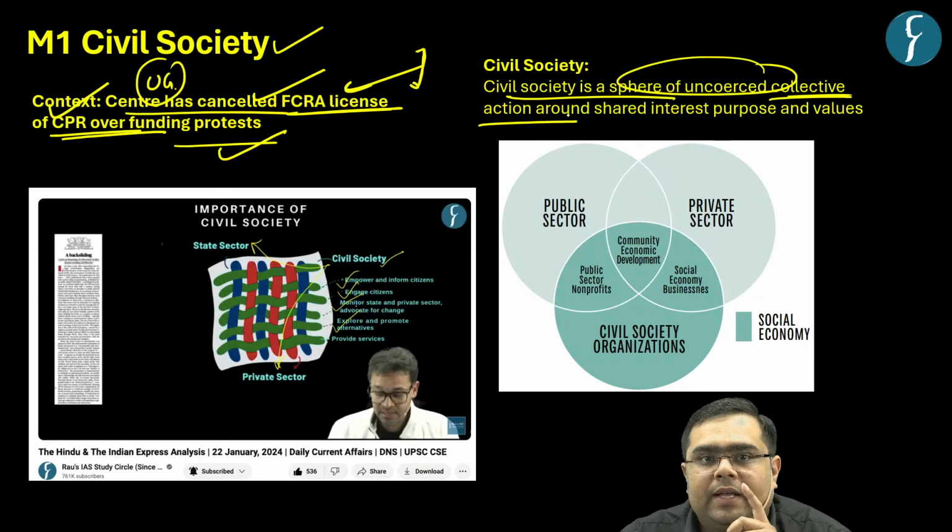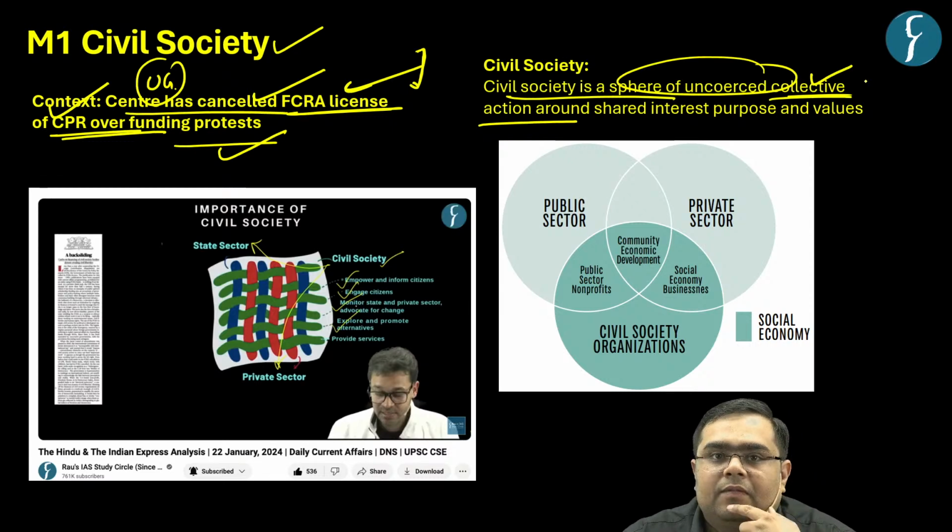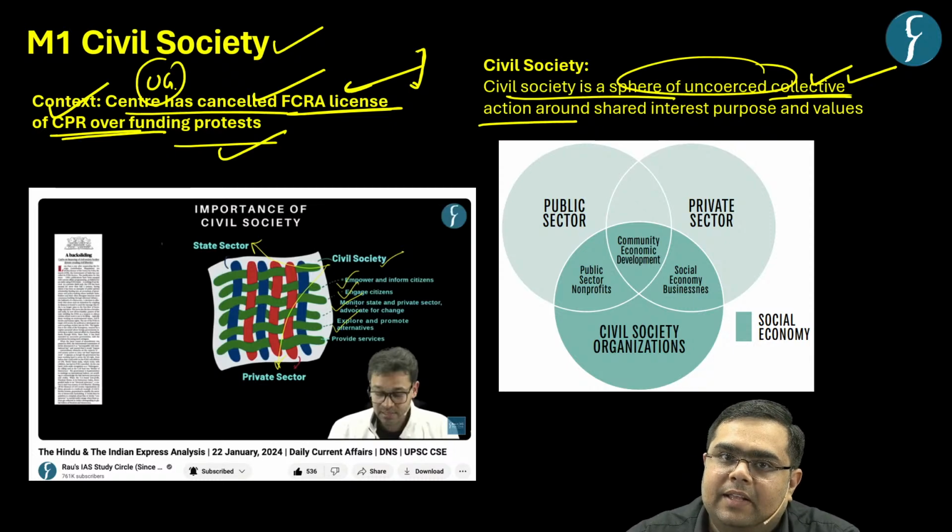First key term over here is uncoerced, that is people are coming together on their own volition. Then second aspect is with respect to the collective action. The action can be of two types. First is unitary action, that is taken up by the individual. But in the context of civil society, we always say that the action is collective in nature, and again it is very organically enthused action, right?